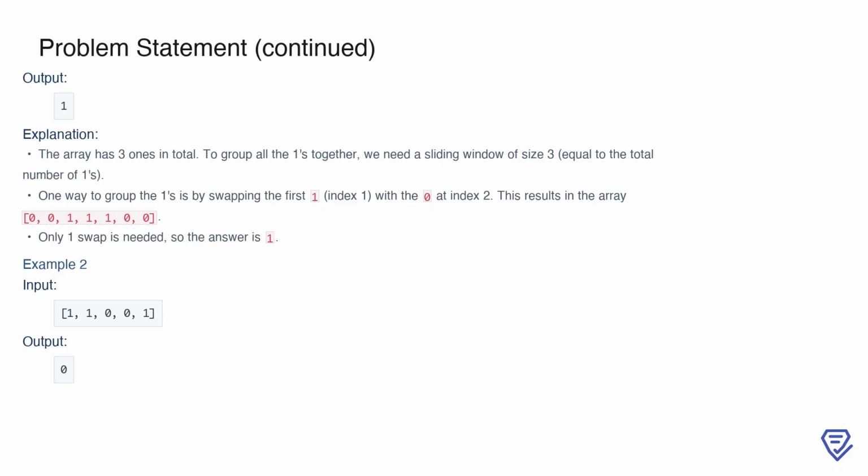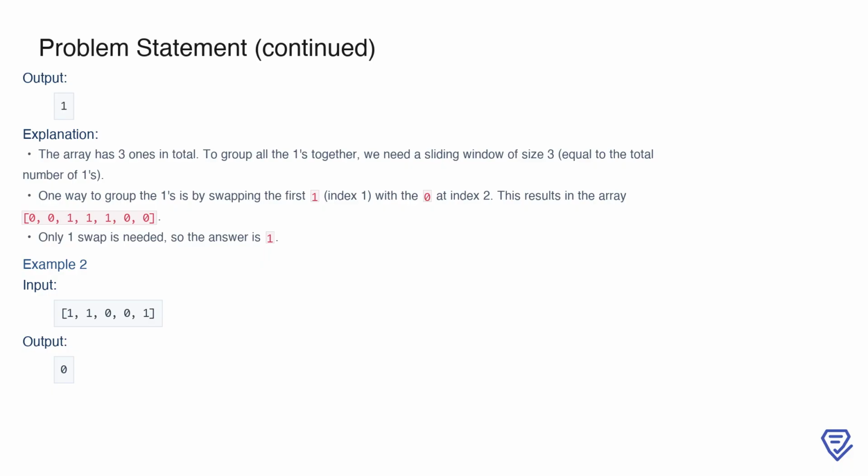The input array is 0, 1, 0, 1, 1, 0, 0. This array contains 3 ones in total. To group all the ones together, we need to consider a sliding window of size 3, which matches the total count of ones. One possible way to achieve this grouping is by swapping the 1 at index 1 with the 0 at index 2. After this swap, the array transforms into 0, 0, 1, 1, 1, 0, 0. As we see, this grouping requires only one swap, so the output for this input is 1.